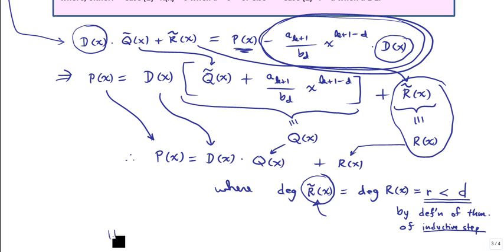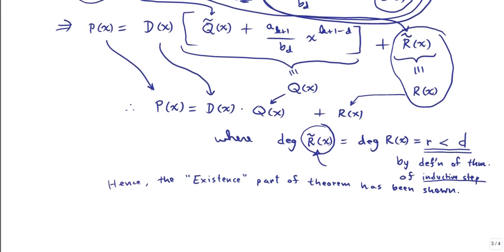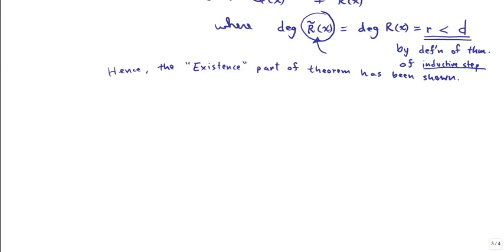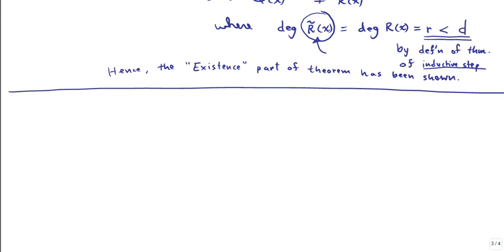So let me say, hence, the existence part of the theorem has been shown. Okay, so that leaves us with the uniqueness part. So let's do that, and then once we have the existence and the uniqueness, we've completed our proof fully.